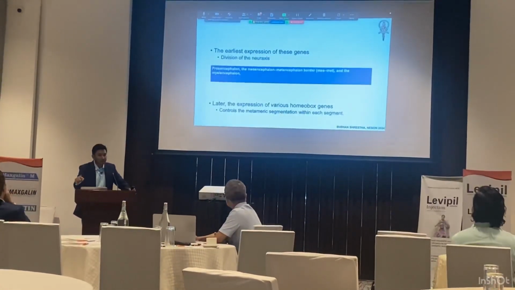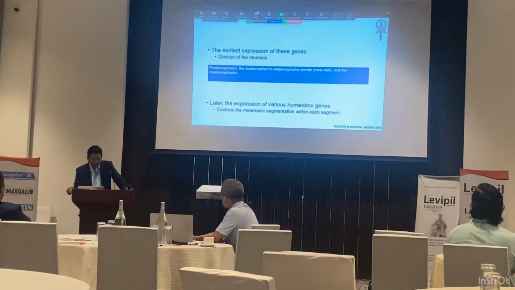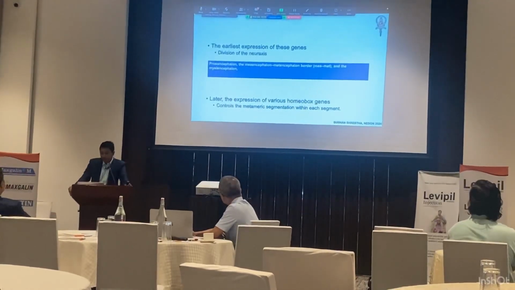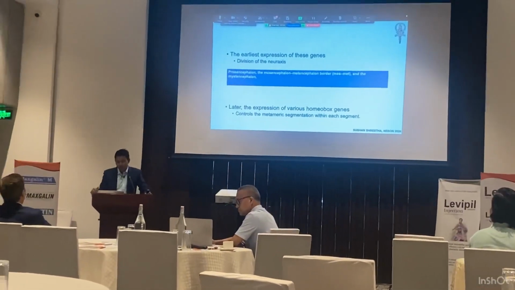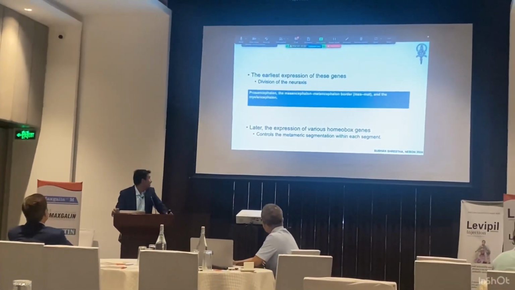And so next, if there is the expression of the earlier genes, then there will be the formation of the prosencephalon, mesencephalon, and the myelencephalon. And later, the various Hox genes will be expressed due to these genes, which control the metameric segmentation within each segment.